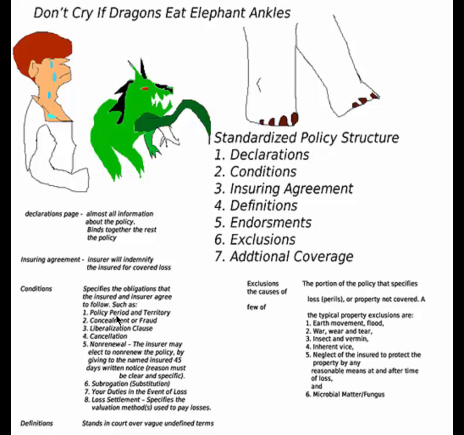So the conditions are really how the insurer and the insured's responsibilities are to each other. It covers the period and the territory, and what happens if one lies to the other. Liberalization, that's if the insurer gives an improved benefit without cost, and that would be applied to your policy as well as anybody else's. And how to cancel and non-renewal.